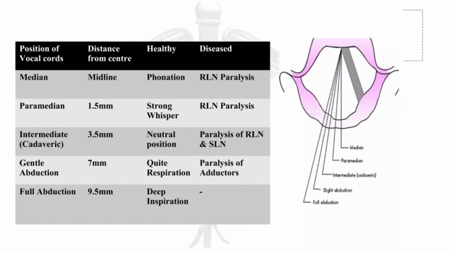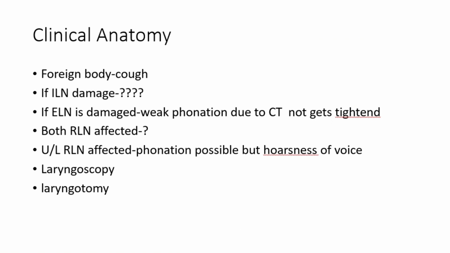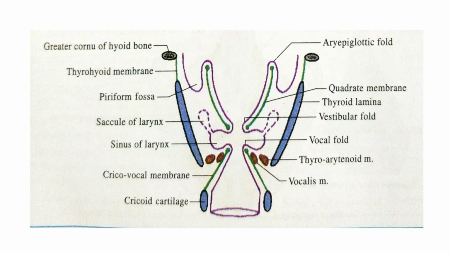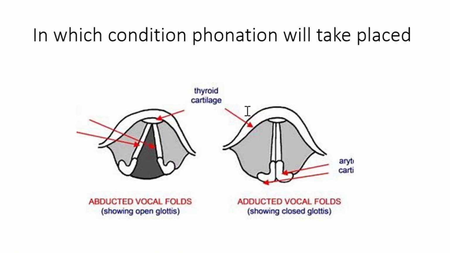So I think with this we end the muscles, which we have seen, and now some clinical anatomy and foreign body cough. With the internal laryngeal nerve damaged, the cough reflex will be gone. If the external laryngeal nerve is damaged, there is weak phonation because the cricothyroid does not get tightened, and we have talked about this. This is an old presentation, that's why all these things are shown here. Now this is a very simple diagram from Datta. You can copy it.